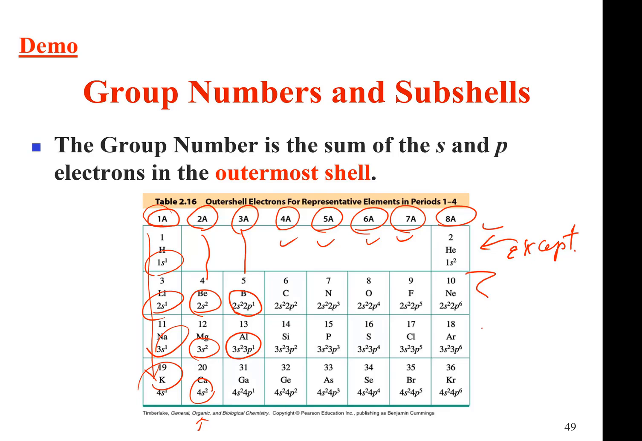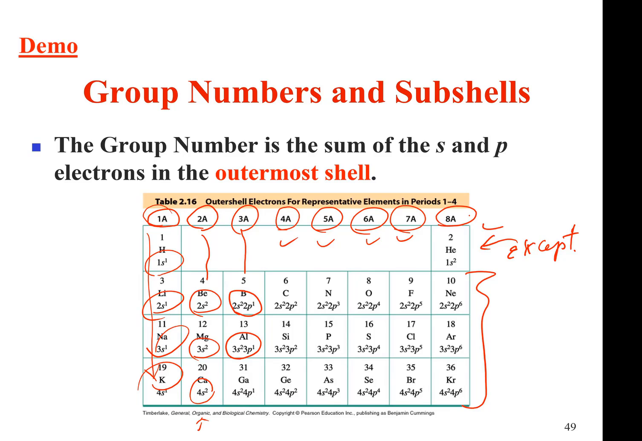All these have 8 electrons in the outer shell. Helium behaves like noble gases. Group 8A is called noble gases. What is their novelty? They are most stable. They don't want to react. They are more stable than any other element in the periodic table.